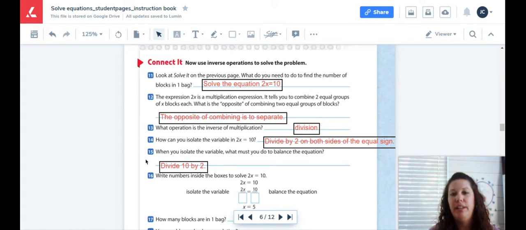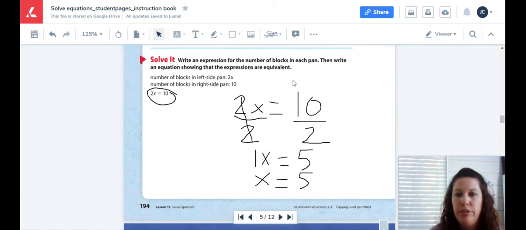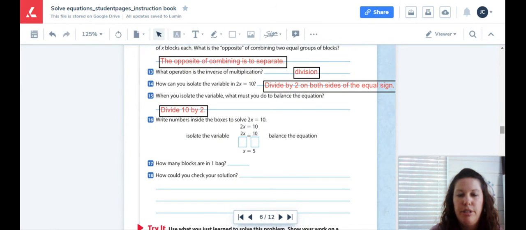Now we're going to fill in the blanks based off of what we did on the previous page. I already did the work right here. So now we fill in the blanks for number 16. It says 2x is equal to 10, so we're going to divide by 2 here, and that gives us 1x. Whatever we do to one side, we have to do the other. So we divide by 2 on this side of the equal sign, and 10 divided by 2 is 5. So how many blocks are in one bag? 5.